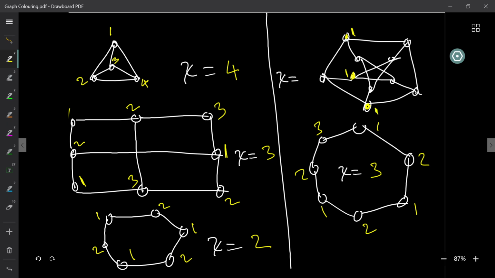Then is there any other vertex I can pick? I cannot pick this or this, because these are adjacent to 1. I cannot pick this or this, they are adjacent to this. And so I have picked only this, right? Maybe I can do better. Let's say that I pick this and this. Oh, I have to use a different color.